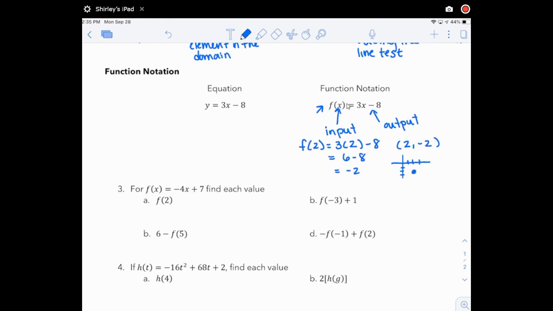Okay? It's just a really fancy way. The only real benefit to using function notation other than an equation is that in this step here, you can see what you're plugging in. So I can see I'm plugging in a 2.